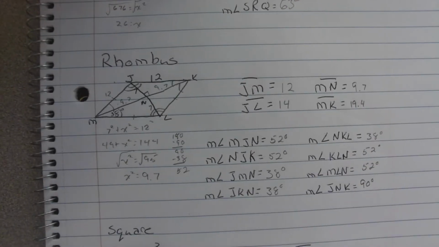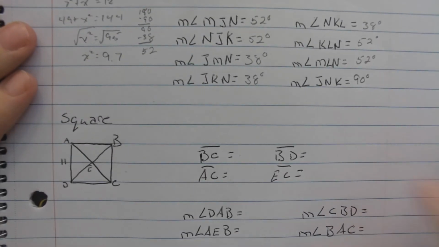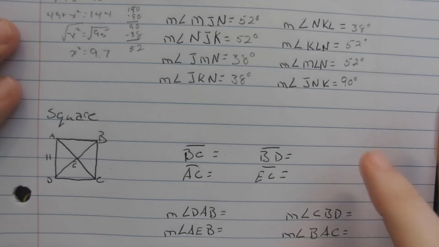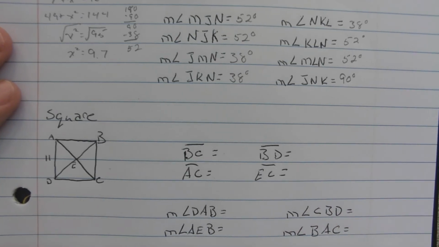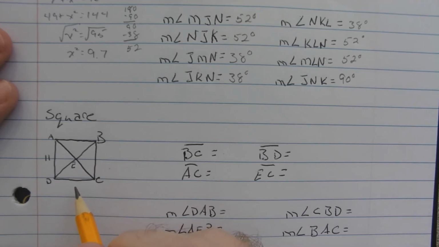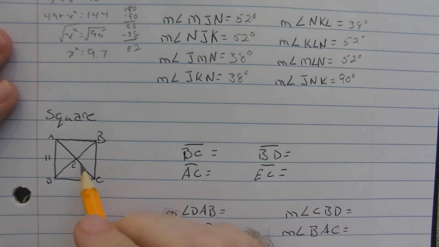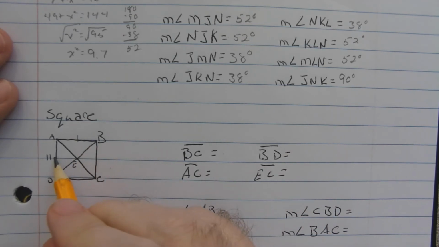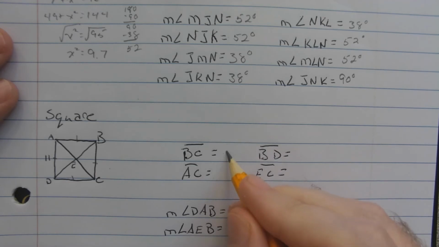And then finally, we have the square, probably the easiest of all, because it has all the properties above. Well, AD is 11. So it's the same for BC. Since all sides are the same, BC is also 11.